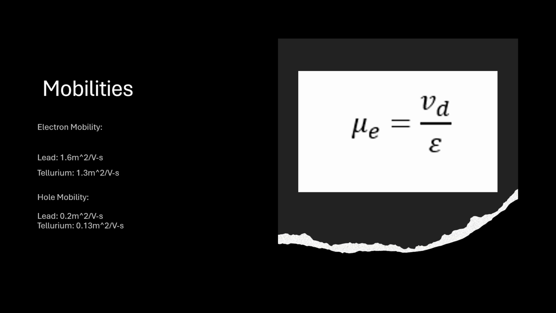Next, we have our mobilities. As we see here on the right, our mobilities can be found using the following equation. Mu, which is our mobility, is equal to the drift velocity divided by the electric field. On the left, we found our electron mobility for lead to be 1.6 meters squared per volt second. And for tellurium, we found our electron mobility to be 1.3 meters squared per volt second. For our hole mobility, we found lead to be 0.2 meters squared per volt second, and for tellurium, 0.13 meters squared per volt second.